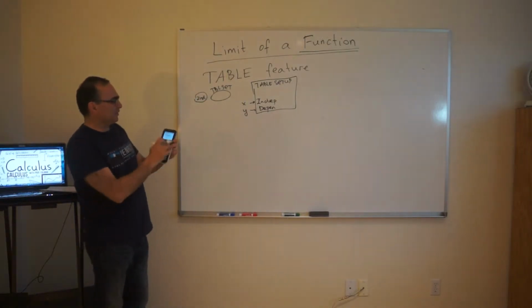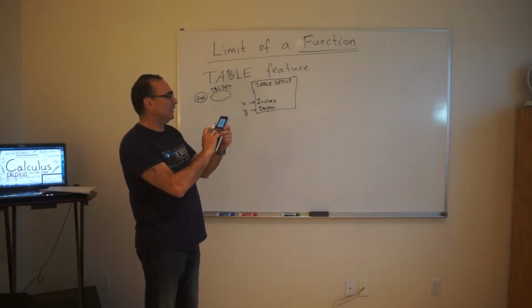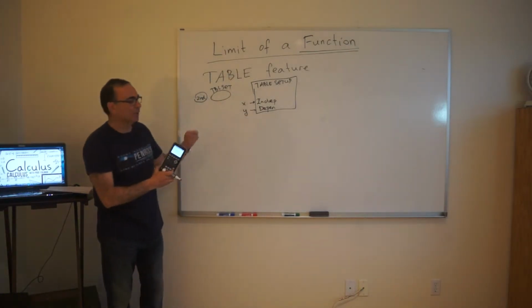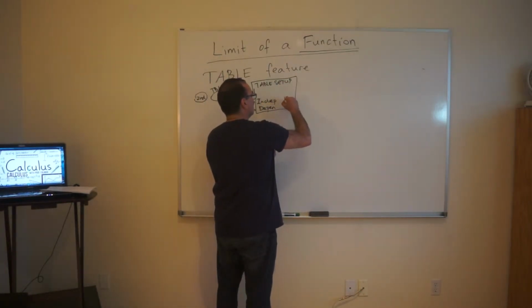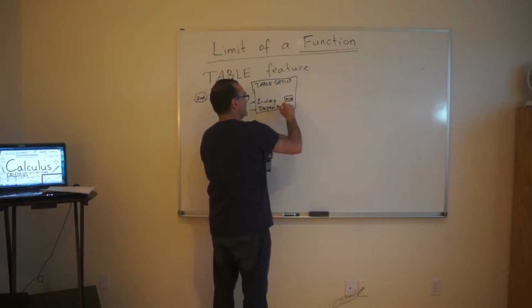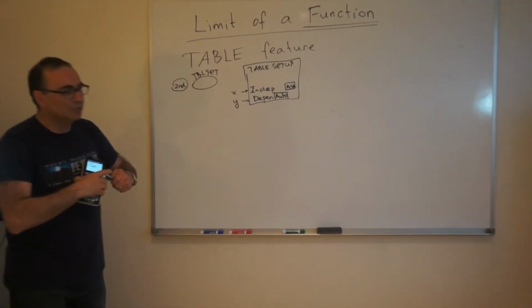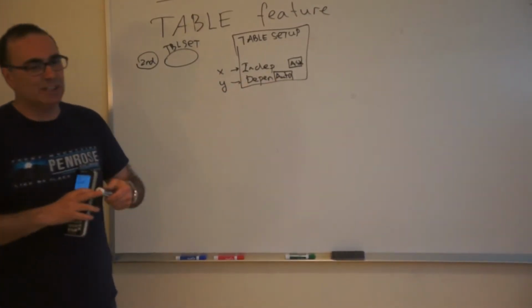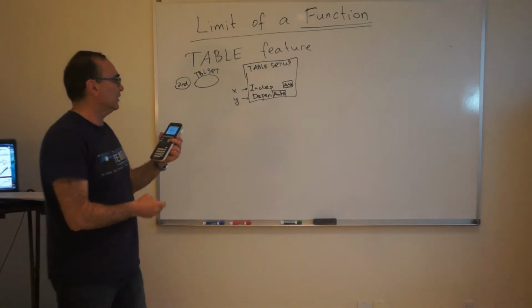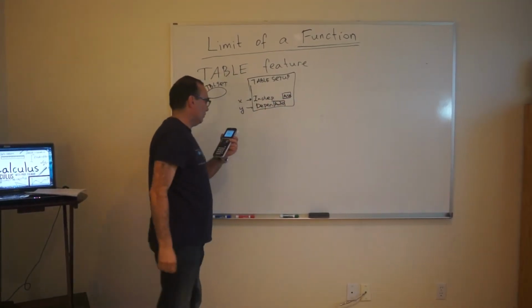And they both are switches, so they can switch between auto and ask, and by default they both are set on auto. I want you to set x on ask, so ask will highlight, and the y stays on auto. What this means for the calculator is that it will ask you for the x value, and it will automatically calculate the y value, which is the same as the function value. So independent set on ask, dependent set on auto.